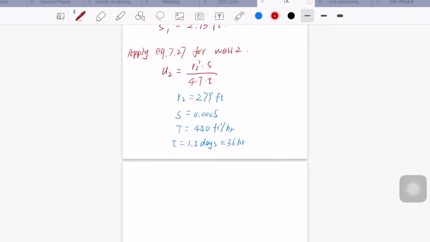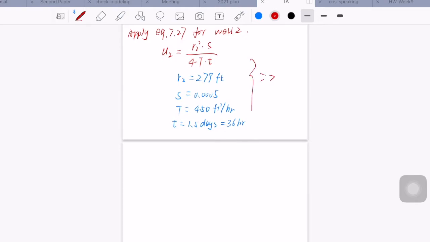So now we can determine the U2 should be equal to 6.10 times 10 to the power of -4. And again, from table 7.3 in the textbook, we can determine that the W of U2 should be equal to 6.842.